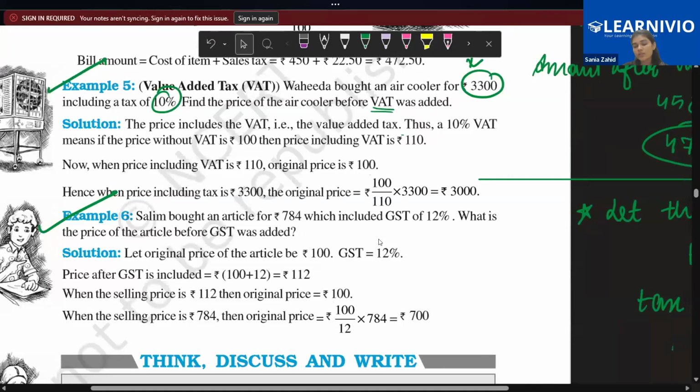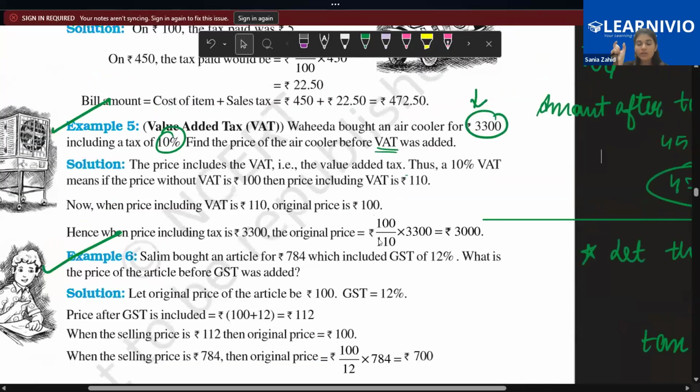So 5 only you didn't understand. So look at the fifth question. It says that there was an air cooler and there is 10% tax included on the price of the air cooler. You don't know the price of the air cooler, but you know there is 10% tax. And after adding the tax amount, what is the total amount of the air cooler? After adding the tax, it is 3,300, right? So you have to find the actual price of the air cooler.